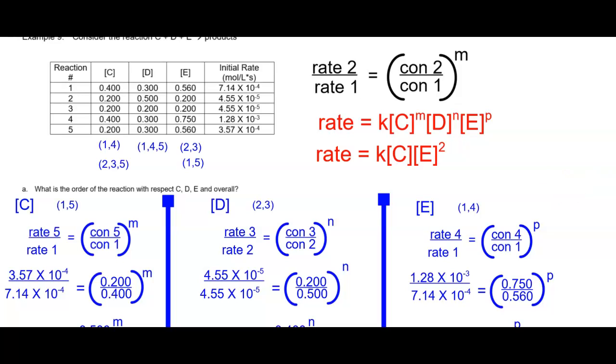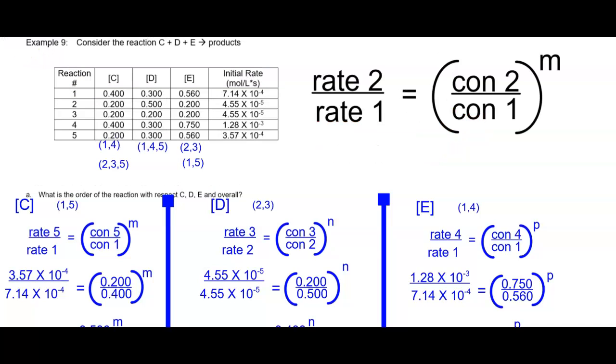Okay, I went through all this work to show you that we got this expression. This part here that I'm circling with my mouse really goes for part B. We'll put that there in a moment. But to answer this question, what is the order of the reaction with respect to C, D, and E? You would have said C is first order, D is zero order, and E is second order. So you would have said overall then would be 3, because C is 1, D is 0, E is 2, 1 plus 2 is 3.